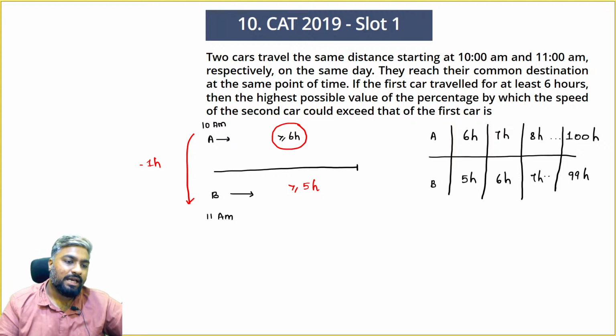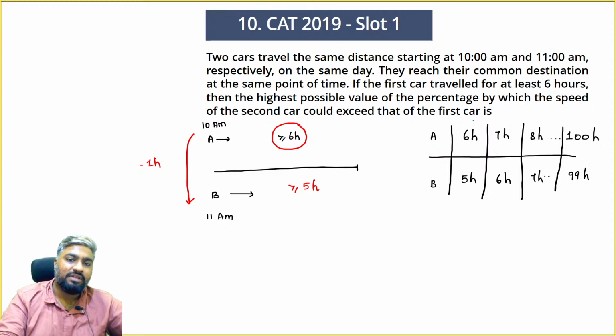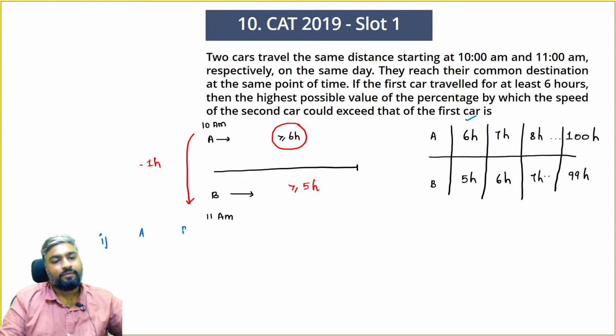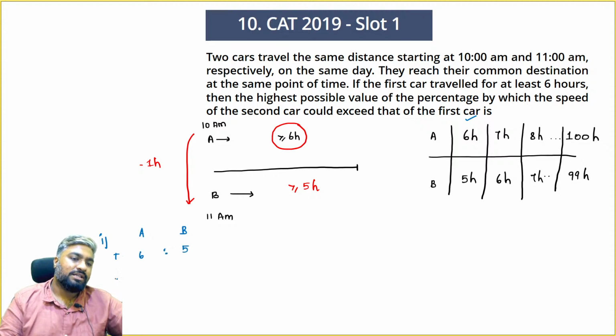What are they asking now? They're asking the highest possible value of the percentage by which the speed of the second car could exceed that of the first car. So let's assume this first situation, car A, car B. If the ratio of the time is 6:5, can I say for the same distance the ratio of the speed will be 5:6?